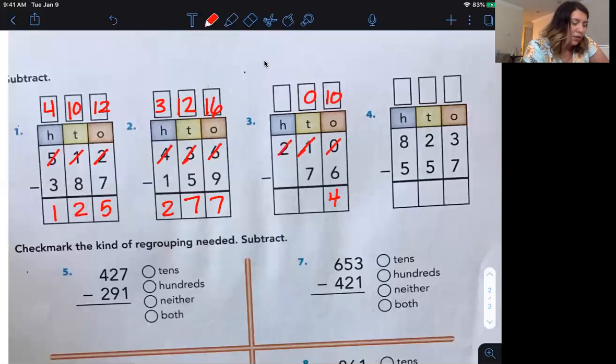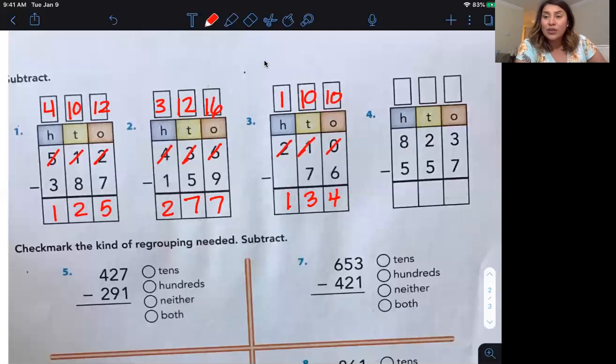So let's borrow from the hundreds. 2 becomes 1. And we're going to give 10 tens over to the tens. And it becomes 10 because they had 0. So now they have 10. So 10 tens take away 7 is 3. And 1, you just drop down the 1. Good job. Are you with me? Are you staying with me? You know what you're doing? Good. All right, let's keep practicing.